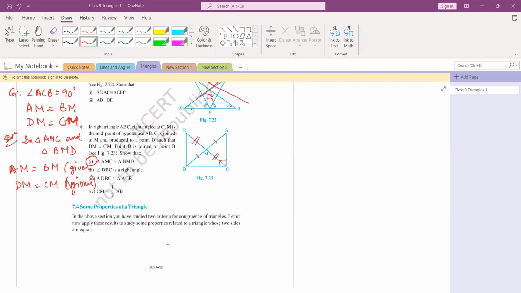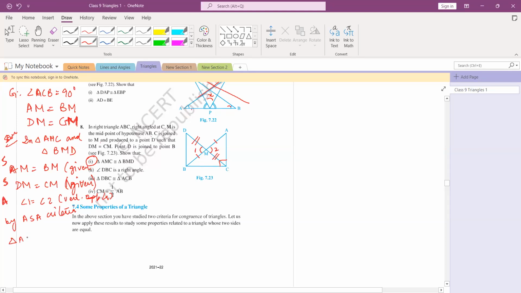So two things we have: one side, another side. What is the third thing I need? Angle, isn't it? Yes, angle. So which angle can I see? I can see that this angle is equal to this angle. Angle 1 is equal to angle 2, which is a vertically opposite angle. So by ASA criteria, the two triangles are congruent.